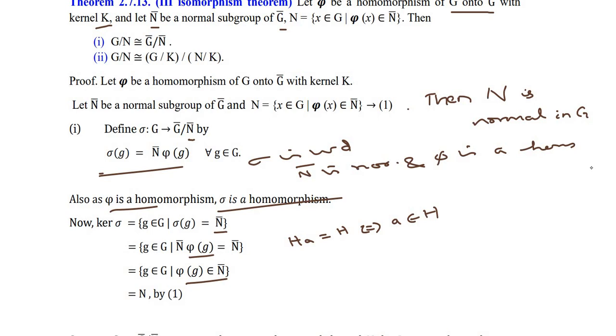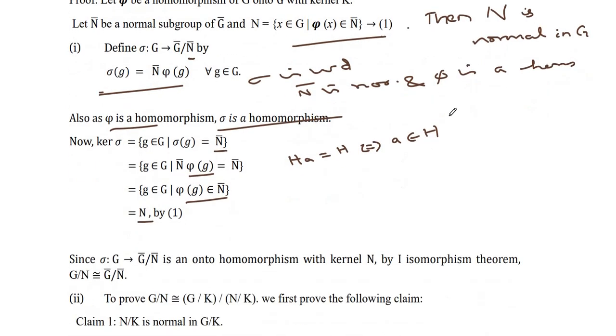But all those g in G for which phi of g belongs to N bar is nothing but N. That is by this one, which we have named as 1. So we have kernel sigma to be N. Now we have sigma from G to G bar mod N bar to be an onto homomorphism with kernel N. Therefore, by the first isomorphism theorem, we have G mod N isomorphic to G bar mod N bar.